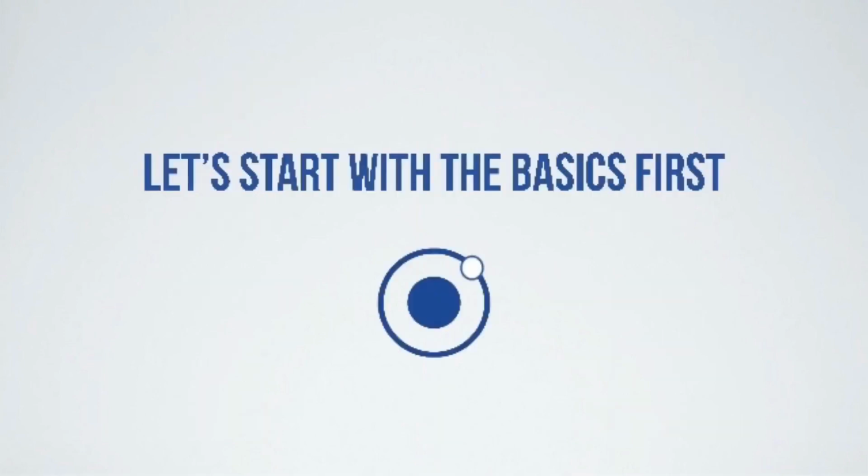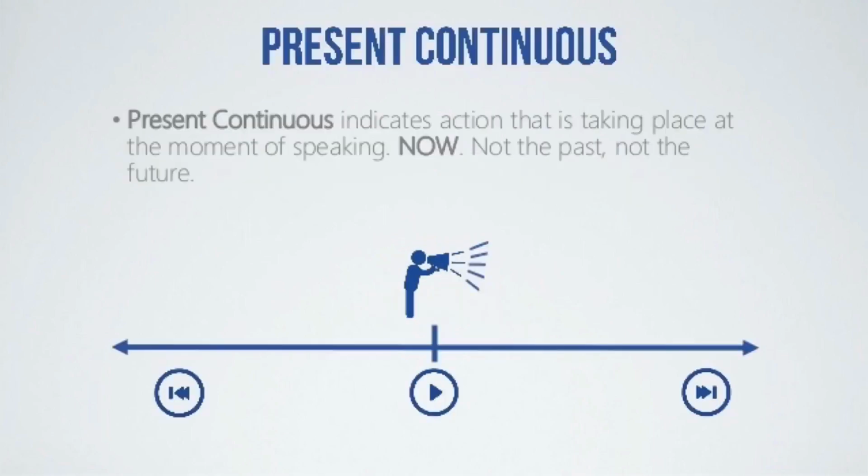Okay class, I hope that the basic definition of the 6 advanced and the basic tenses is clear to you all. Now let's move forward and get started with the basic tenses to learn more in detail about the tenses and discuss their examples. So let's get started. First, we have the present continuous, or you can say present progressive sentence. Basically, this sentence indicates an action that is taking place at the moment of speaking, not the past, not the future, but talking about the current moment.